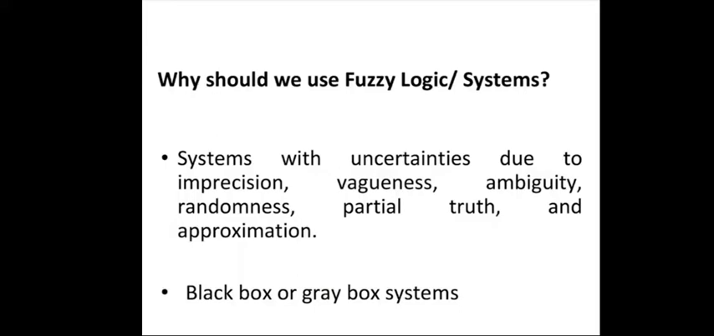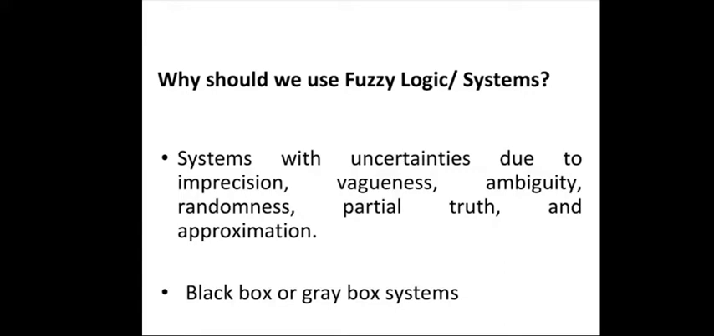Fuzzy logic or fuzzy systems are used when we have systems with uncertainty, due to imprecision, vagueness, ambiguity, randomness, partial truth or approximation. Fuzzy logic can be very useful in managing the black box model or gray box model of a system. Many times we do not have the exact physical laws defining the system, or the system we are trying to model is not accessible to us. So we cannot get the exact mathematical equations.